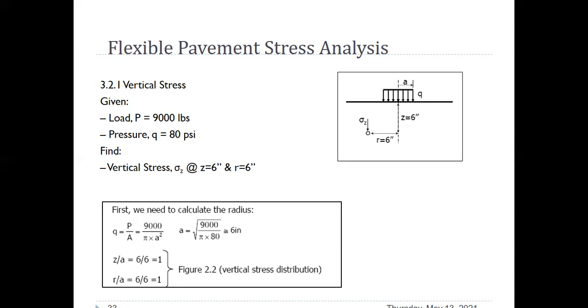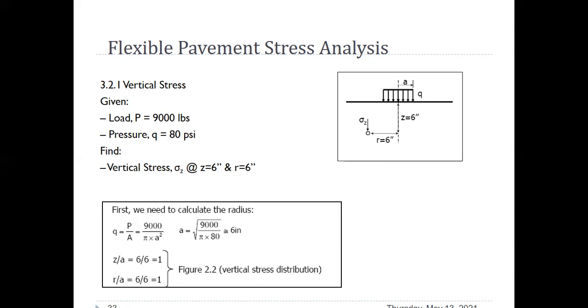In order to read the chart, we need two values, that is Z upon A and R upon A. Z is given to us as 6 inches. A we have calculated as 6 inches as well. So Z upon A becomes 1. Similarly, the point is 6 inches away, so R is 6 and A is 6. So Z upon A and R upon A both become 1.